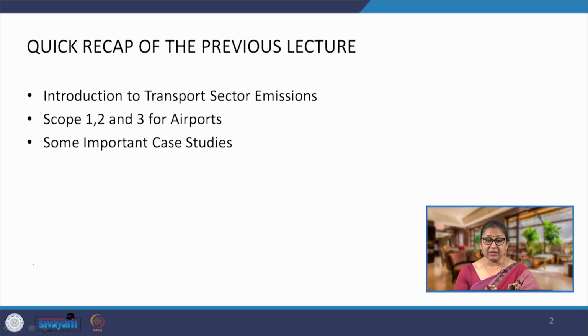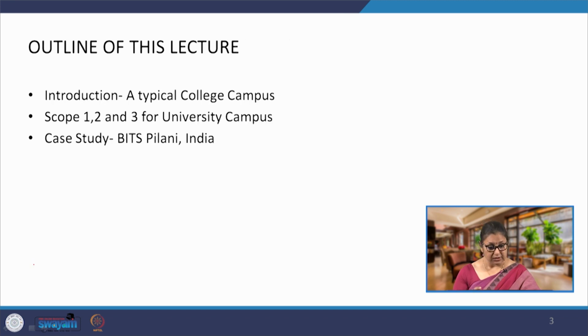And in this entire week we are going to take different case studies, different types of companies or sectors in every lecture. So today we are looking at university campuses. Quickly looking at what we did yesterday, and it is the same line of discussion that we are going to have today. So yesterday we looked at the scope 1, 2 and 3 emissions from airports, and then we tried to understand the impact of building design and construction on these emissions through different case studies. Today we are going to do the similar exercise for a university campus.